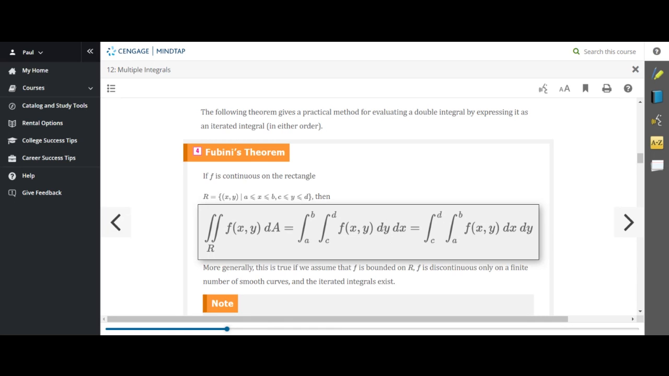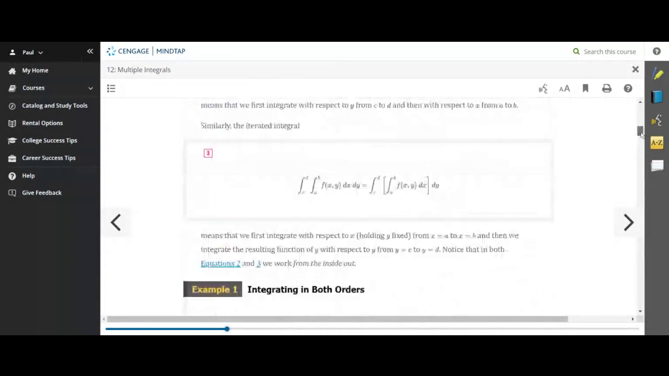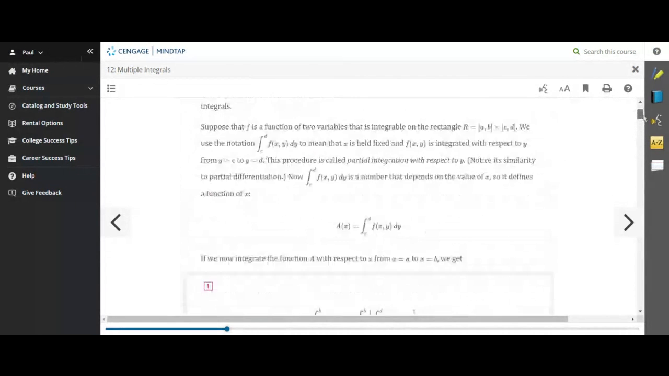So I'll tell you what. Let's go ahead and look at some examples here. Are there any questions about how this double integral comes about?